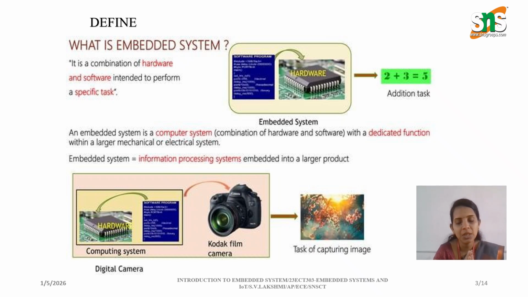What is an embedded system? It is a self-contained system which is intended to perform a specific task, where the computer system contains the combination of hardware and software. Together they perform a task. So that is an embedded system. Here we could see an addition task is performed. This embedded system can be defined as an information processing system which is embedded into a larger product. A very simple example of an embedded system is a digital camera.